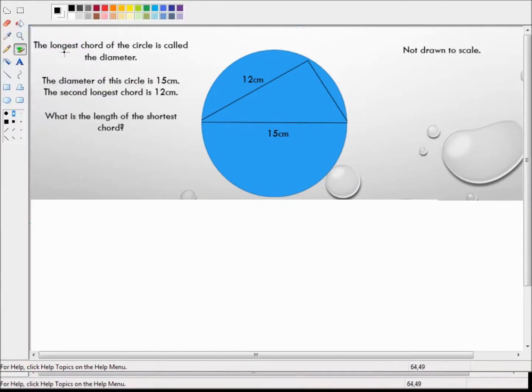Alright, we're told the longest chord of a circle is called the diameter. The diameter of this circle is 15 centimetres. The second longest chord is 12 centimetres. What is the length of the shortest chord?